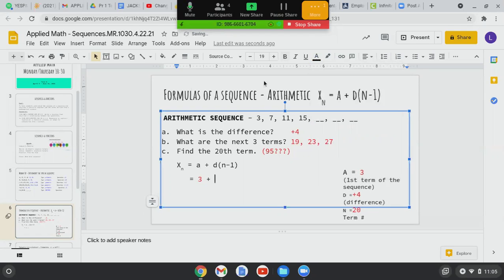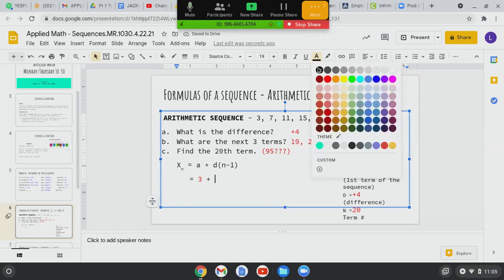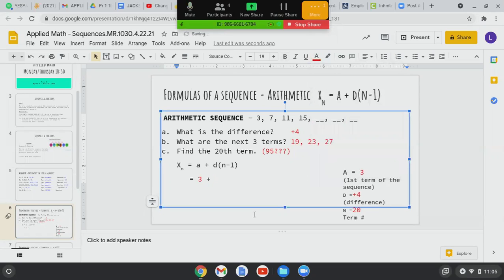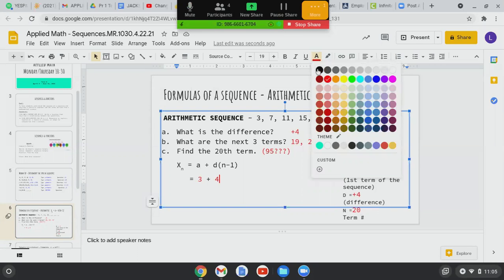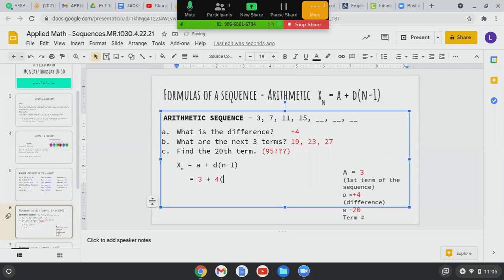And what is our value of D? What is the difference? +4. Yep, it's a +4. So we don't need to bring the plus with us because we already have a plus. All right. And then boop, boop. What is our value of N? And 20 your turn, right? 20. Yes, it is. Okay.